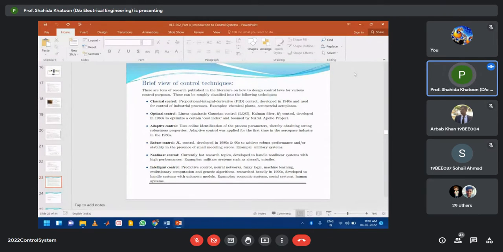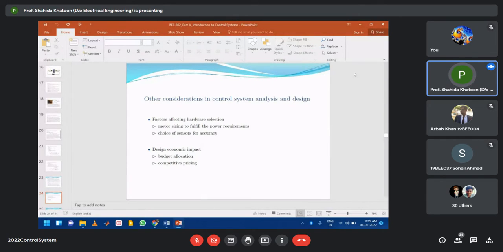Nonlinear control is currently a hot research topic, developed to handle nonlinear systems with high performance, for example, military systems such as aircraft, missiles, etc. Intelligent control systems include predictive control, neural networks, fuzzy logic, machine learning, evolutionary computation, and genetic algorithms, researched heavily in the 1990s and developed to handle systems with unknown models. For example, economic systems, social systems, human systems, etc.